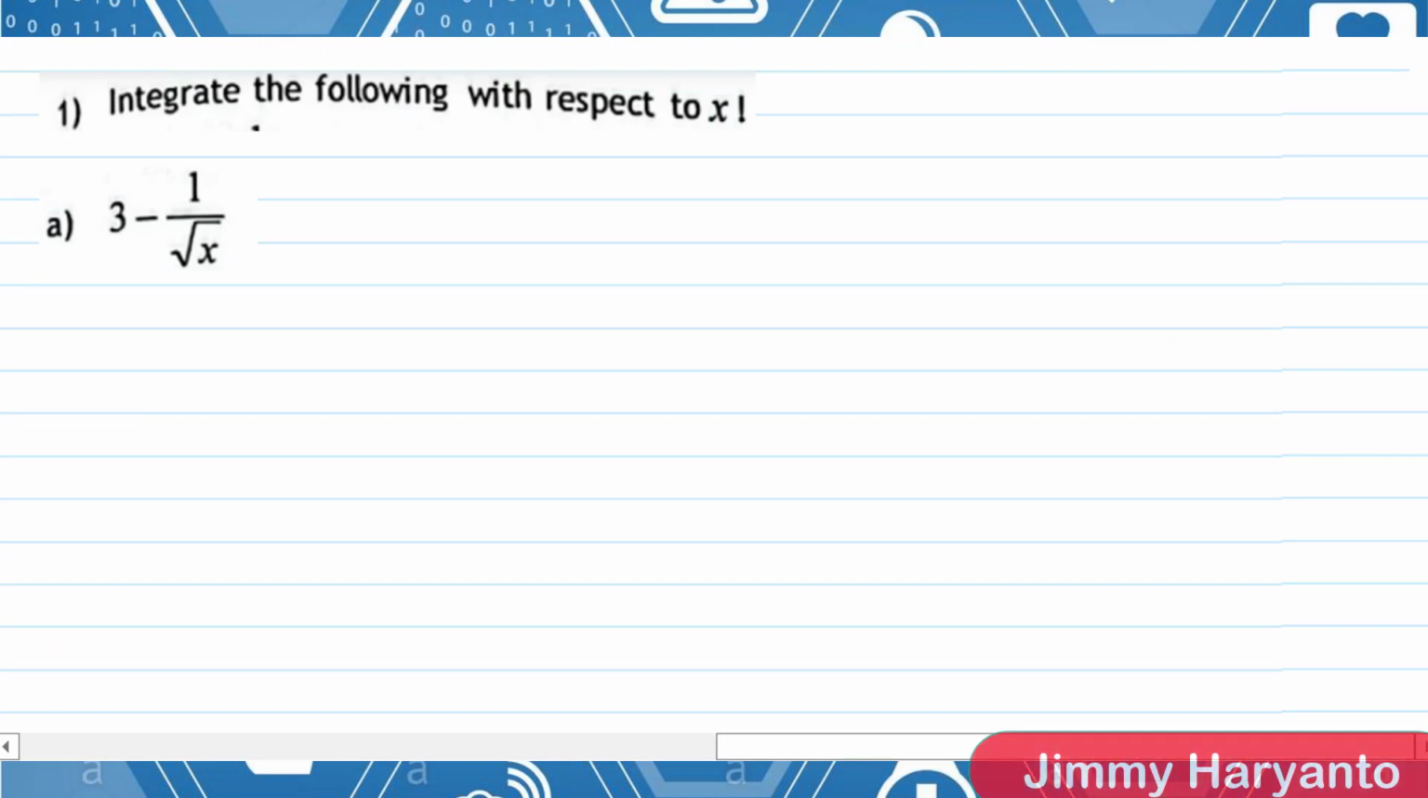Okay guys, this is the solution for your homework, integration part 1. For number 1a, integrate the following with respect to x. So you have to integrate the function.